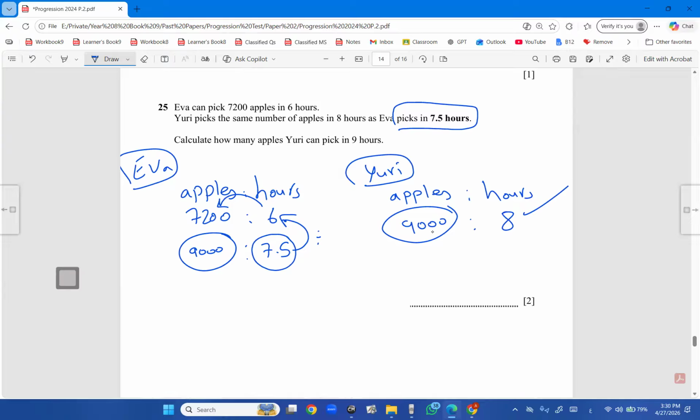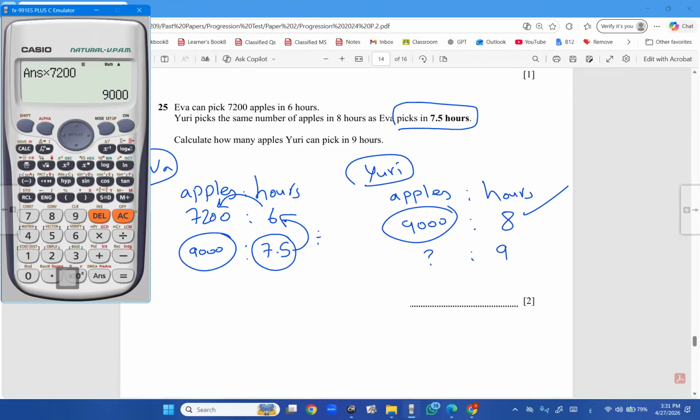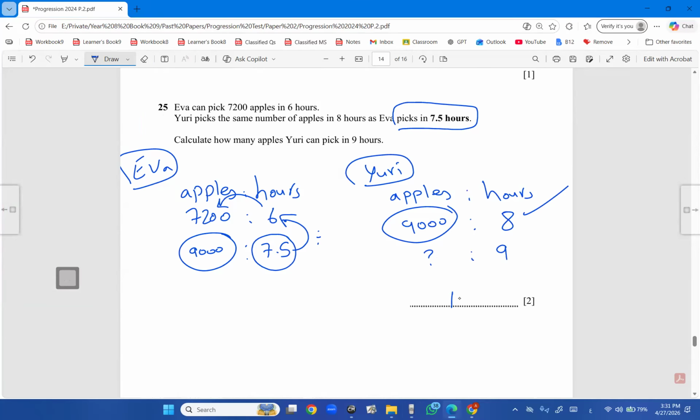Is this the question? No. Calculate how many apples Yuri can pick in 9 hours. Follow the same steps exactly. 9 divided by 8 times 9,000. So 9 divided by 8, you multiply by 9,000. 10,125 apples.